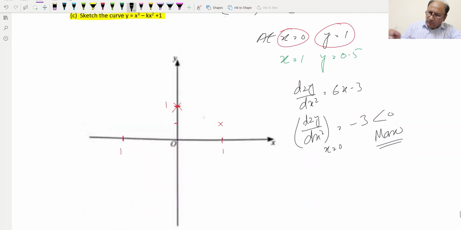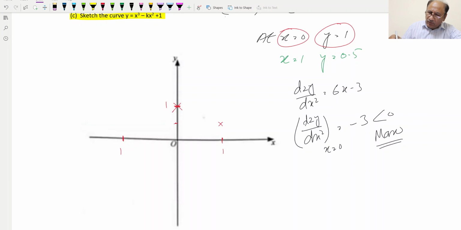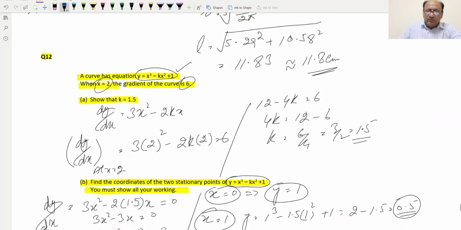So what we have done in this section is that we confirmed that this point is a maximum point. So the curve has this maximum point, it turns like this, and from here it turns like this, and this will be the minimum point, and we can move upward like this. This will be our sketch which we have shown. Hopefully you understood each and everything, and now we are done with the paper.